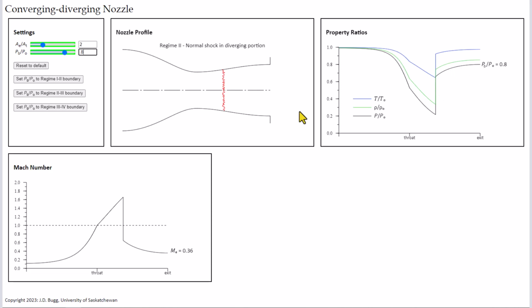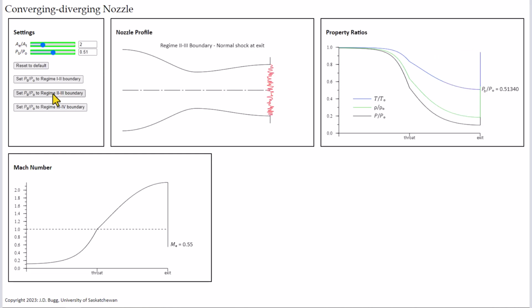Next, we'll go to the boundary between regimes 2 and 3. Now the normal shock is at the exit. We've reduced the back pressure, so the normal shock has got stronger and stronger and moved farther and farther downstream. At the boundary between regimes 2 and 3, it's at the exit. We have a maximum Mach number here. It looks like it's just over 2.